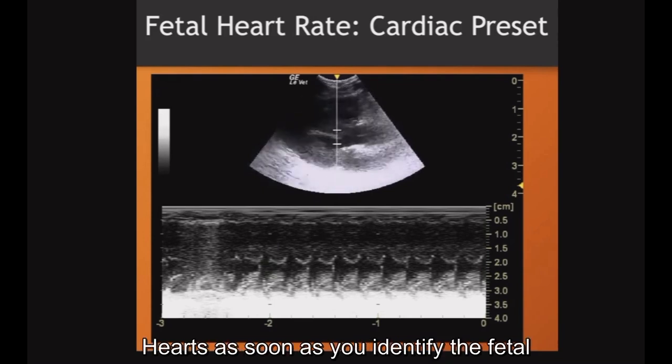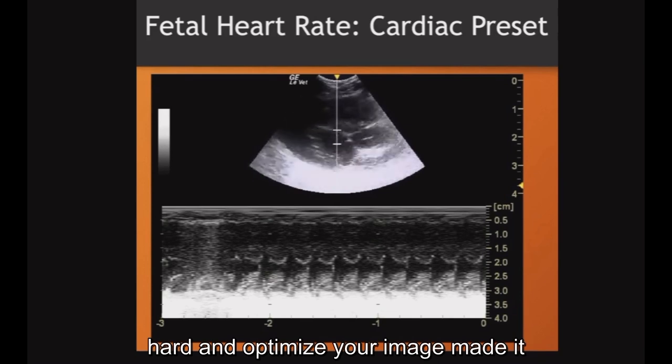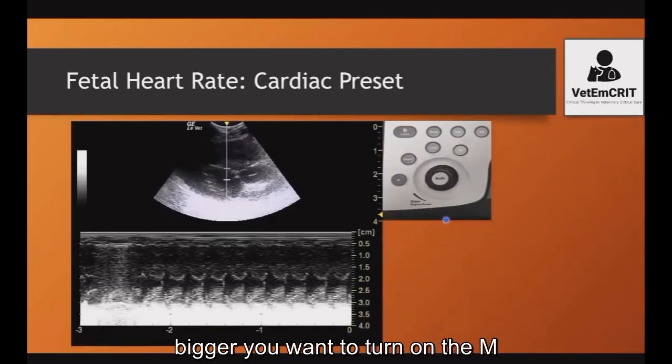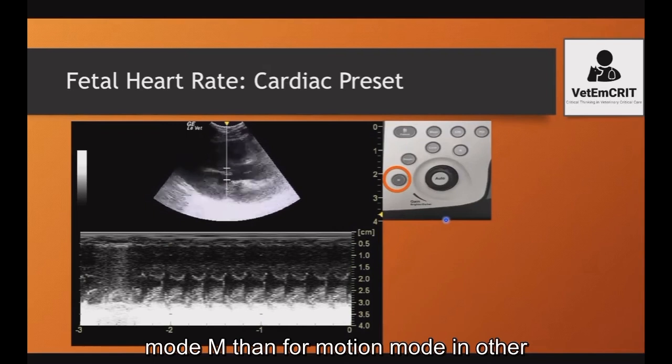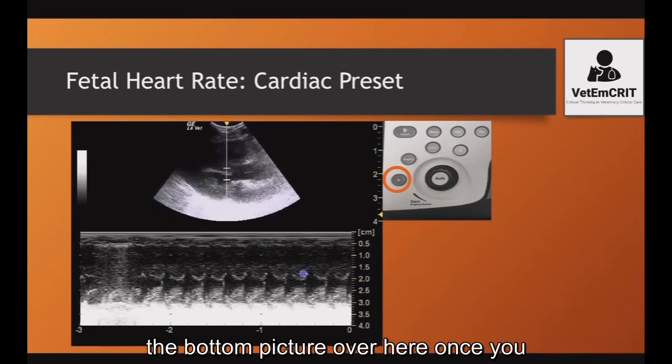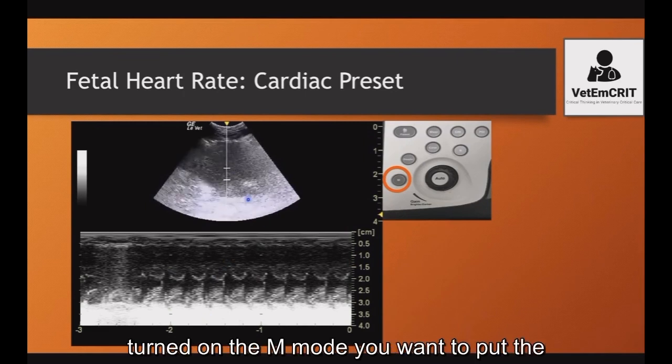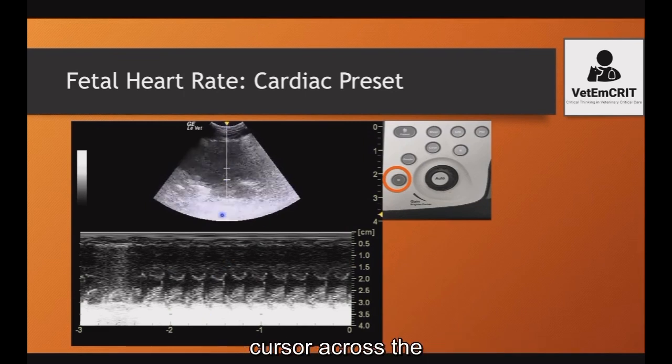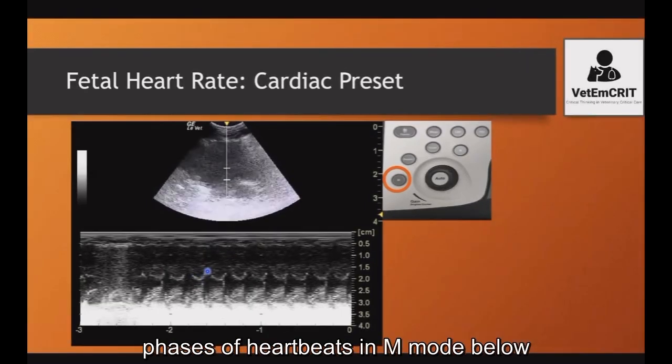As soon as you identify the fetal heart and optimize your image, made it bigger, you want to turn on the M mode. M mode stands for motion mode. In other words, it allows an operator to evaluate the motion in a still image, as depicted on the bottom picture over here. Once you turned on the M mode, you want to put the cursor across the heart so that you can see different phases of heartbeats in M mode below.